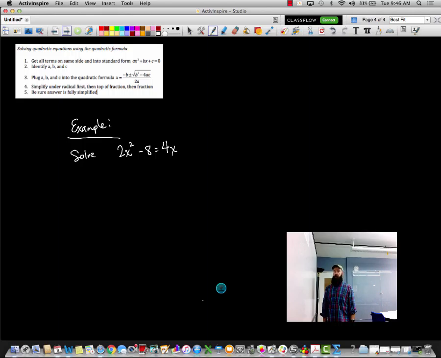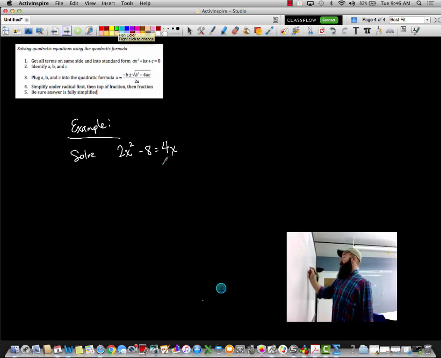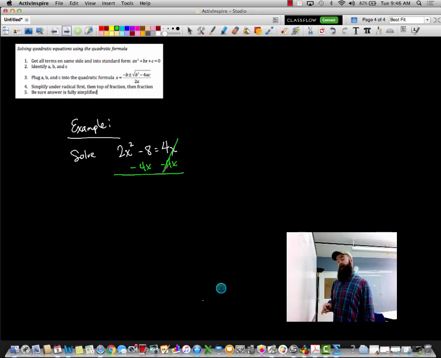Solving a quadratic equation with the quadratic formula. Step 1, get all terms on the same side and get it into standard form. So the first thing I have to do is get everything onto the same side. And I need to have it in standard form, which means the squared term goes first, the x term goes second, and then the constant goes last.